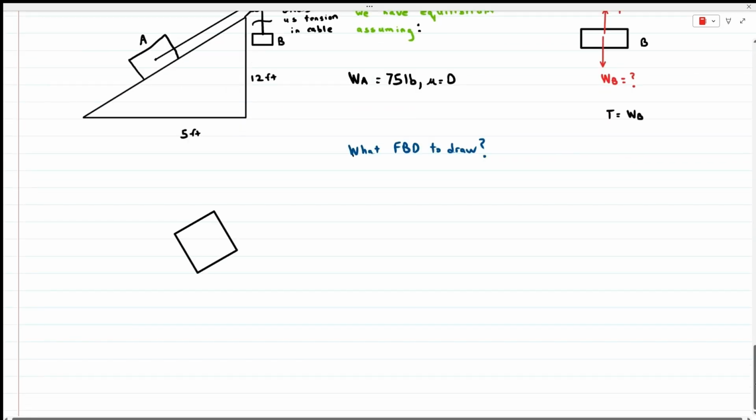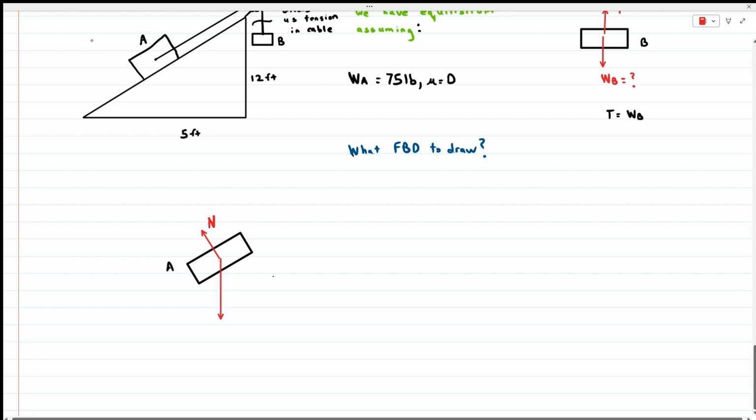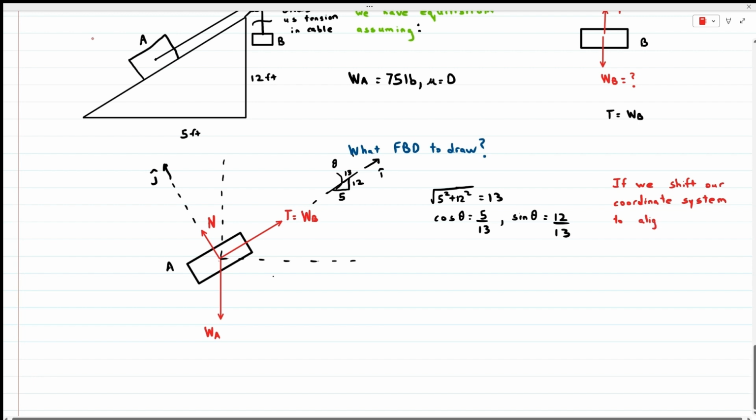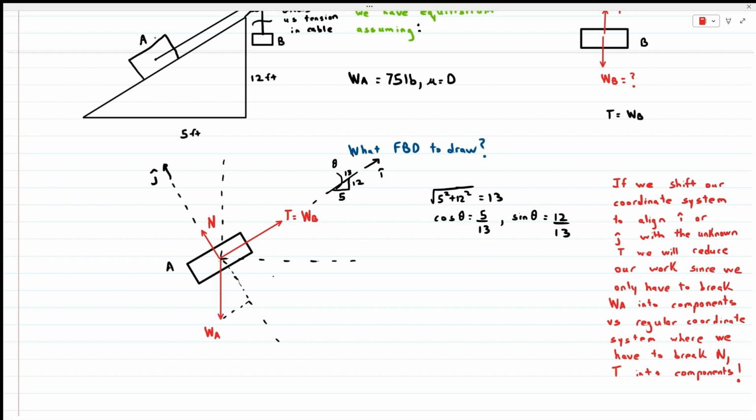Now let's draw the free body diagram of box A. The box is at some angle, and some of the forces on that box is the normal force, the weight, and the tension force in that cable, which we just realized is the weight of box B. If we shift our coordinate system to align I and J with the unknown tension, we will reduce our work. We only have to break the weight of box A into components. If we use a regular coordinate system where the x-axis is horizontal and the y-axis is vertical, we have to break the tension and the normal force into two components, which is more work.